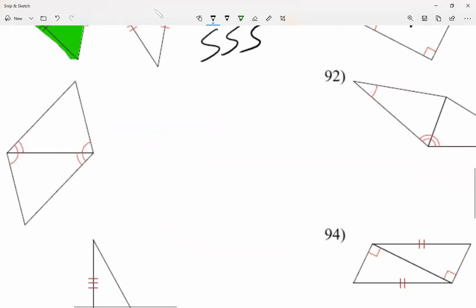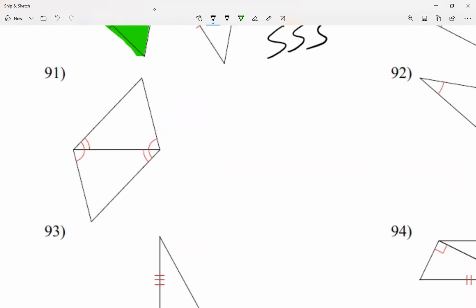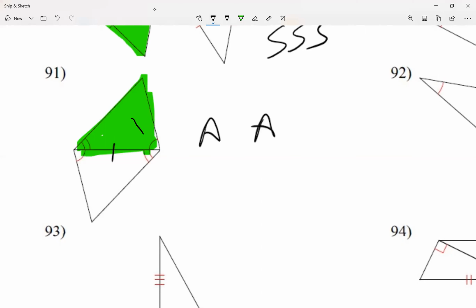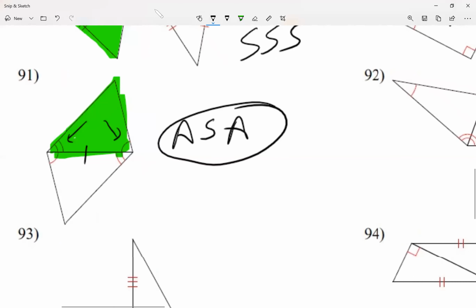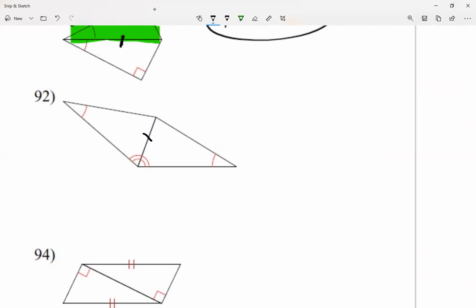Let's take a look at question number 91. I marked that side because they both use it. I'm looking at this triangle. I see two angles. Right, there's one angle marked, there's another angle marked. Is the side in between them? Yeah. So angle, side, angle. Quickly take a look. The other triangle is marked the same way. So we're good.